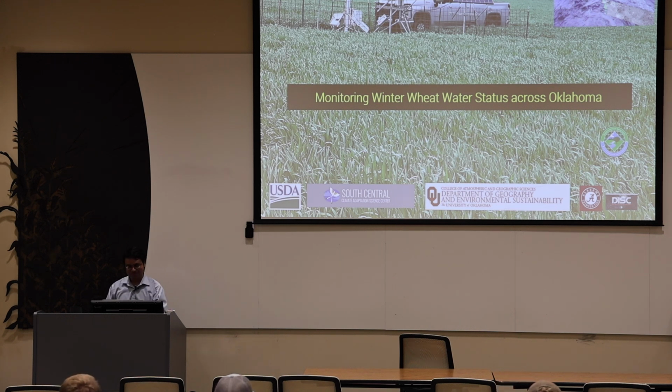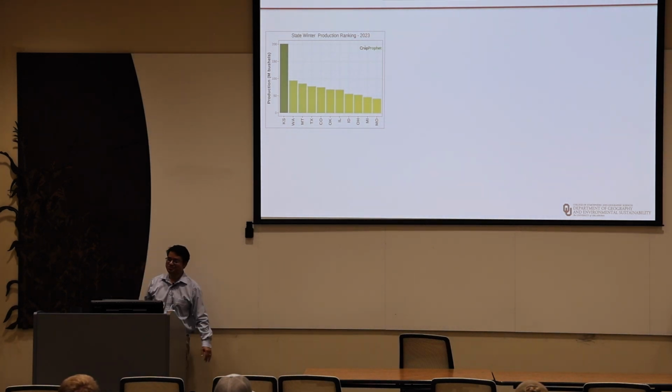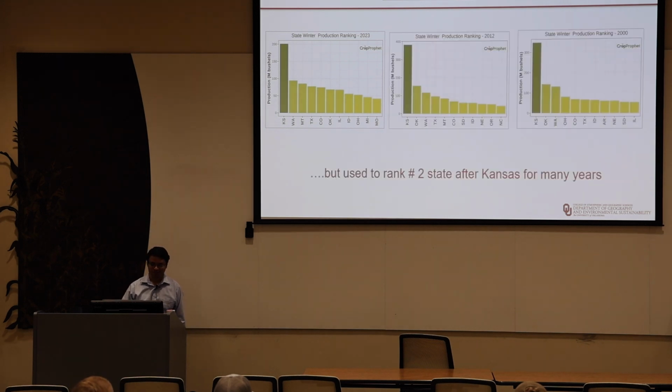So Oklahoma ranks 6th, right? Oklahoma is the 6th wheat production state, and Texas is also ahead of Oklahoma, because it's big, right? Much bigger than Oklahoma, but still, Kansas is always number one in wheat production. But Oklahoma used to be second, not too long ago. It used to rank as the second wheat producing state, even in 2012, right? But it's now 6th, because farmers have switched to other crops and there are other factors.